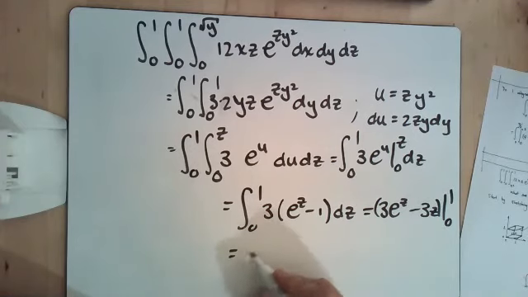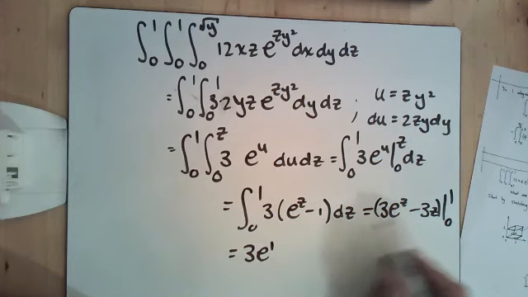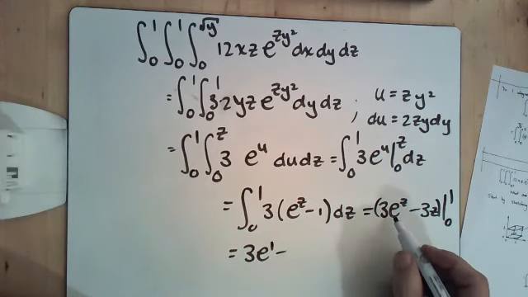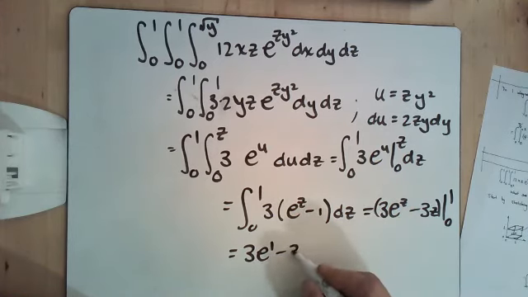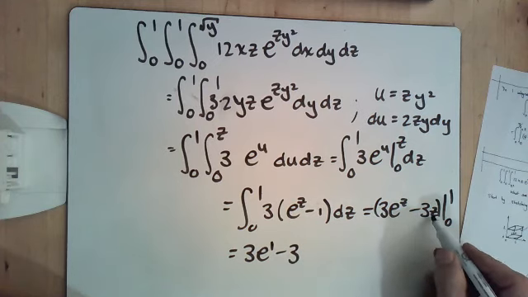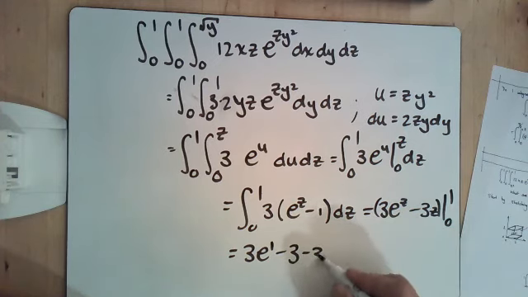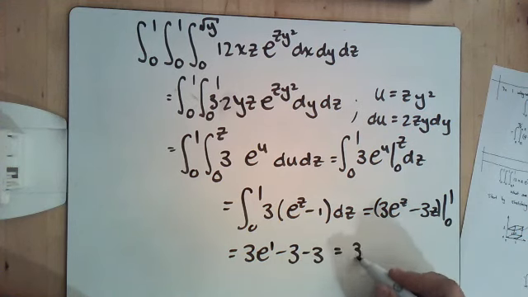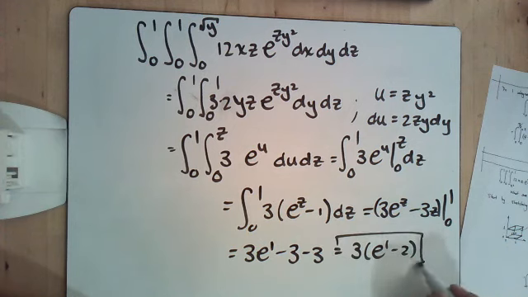So I get 3e to the 1 minus 3e to the 0, which is just going to be -3, minus 3 times 1, minus 3 times 0, which is 0. So I get 3 times e to the 1 minus 2. And that's what I get for my final answer.